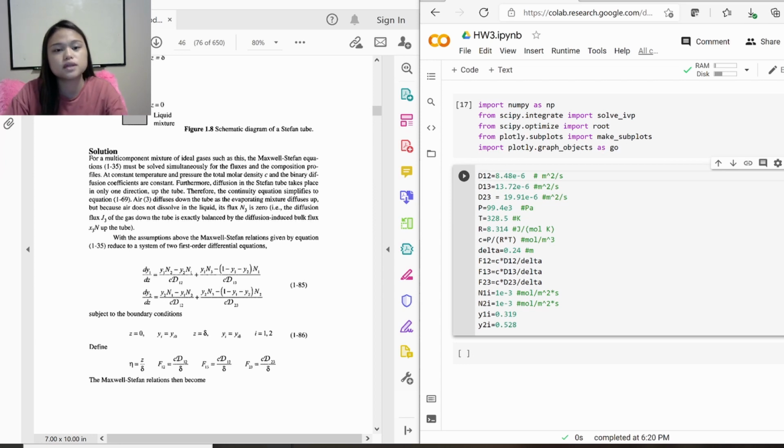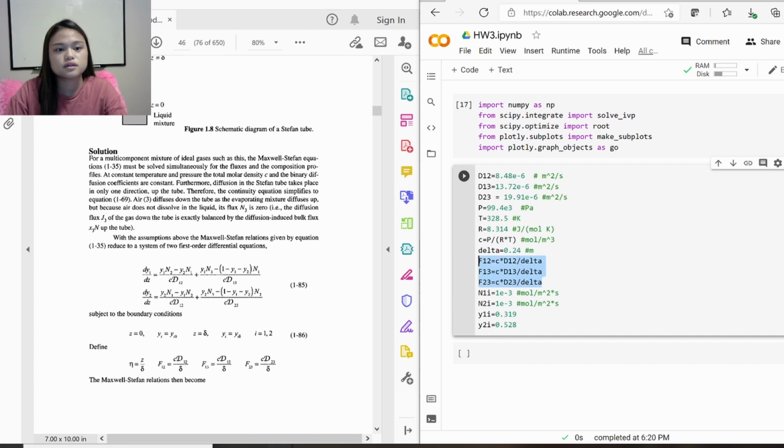And then from here we can get the concentration by assuming this is an ideal gas system, using PV equals nRT. So concentration will equal the pressure over the gas constant times the temperature, and it will be in moles per meter cubed. And then delta is just the tube length, which is 0.24 meters.